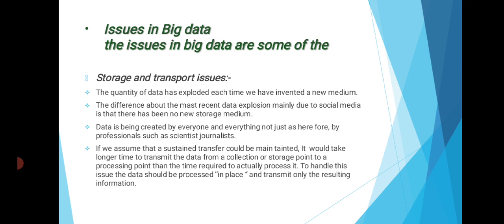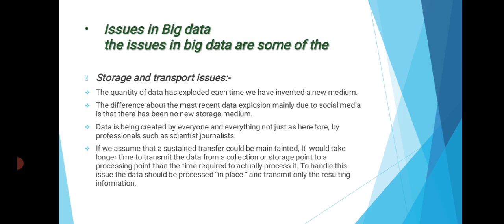Another issue in big data is storage and transport issues. The quantity of data has exploded each time we have invented a new medium. What is different about the massive data explosion mainly due to social media is that there have been no new storage media, and also data is being created by everyone and everything, not just professionals such as scientists and journalists.